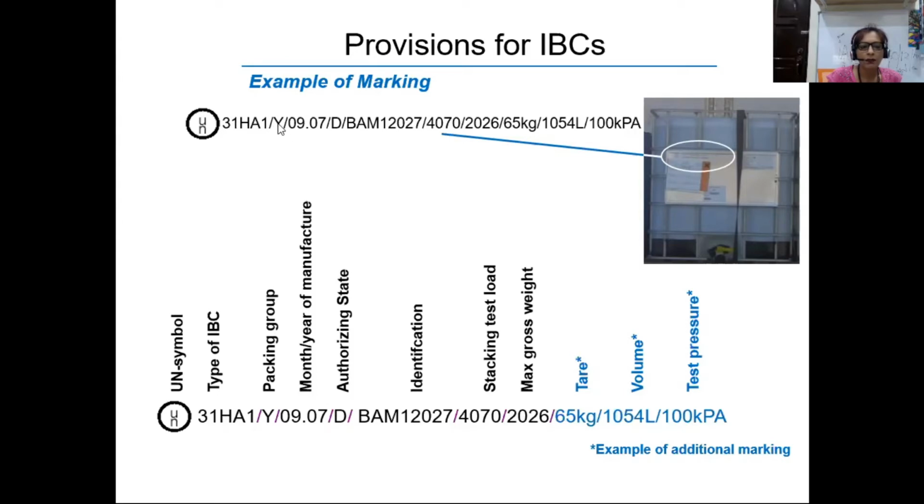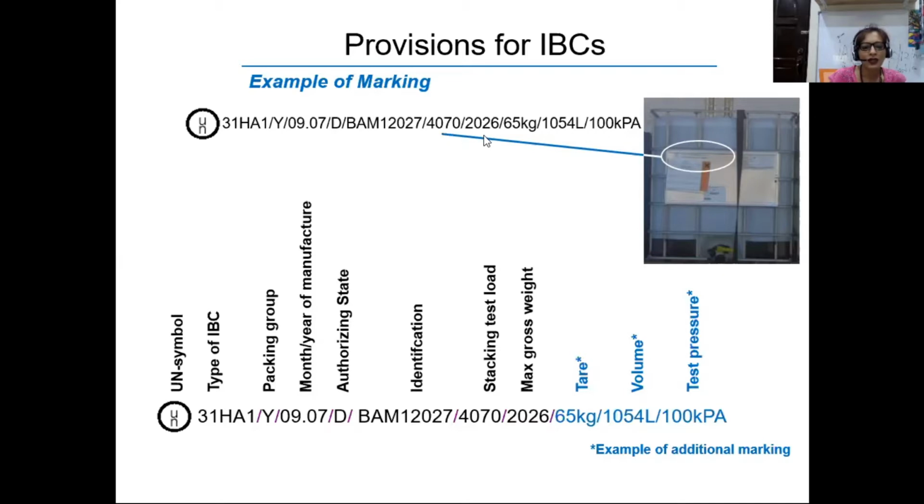And then your packing group, PG2 and 3, the month and year of manufacture, the state that has authorized it, and the approval number. And now this information is your stack test. That means the IBC can be stacked on. Because it can be stacked on, the maximum stack test load information is here in the 4070.